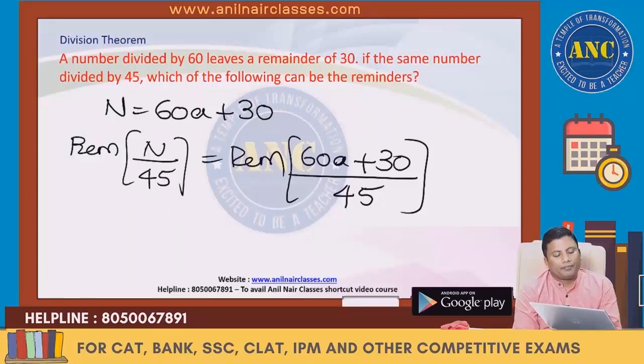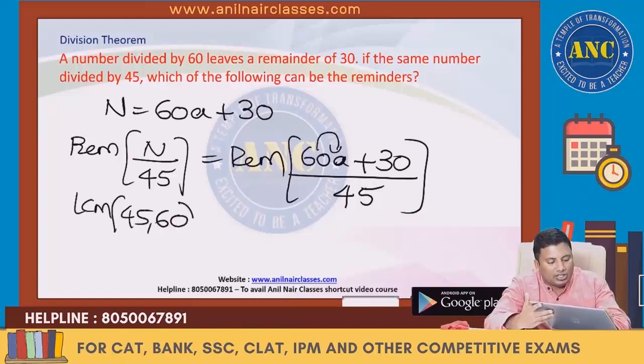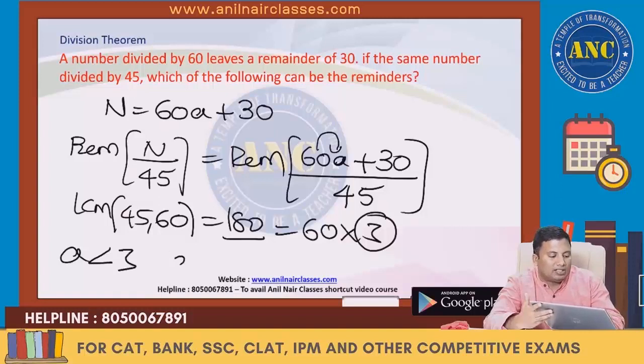60A plus 30 when divided by 45. Now what do you do? What is the multiple of 60 that is divisible by 45? Or you take the LCM of 45 and 60, which is 180. 180 is how many times 60? 60 into 3. So A has to be less than 3. A is 0, 1, 2.